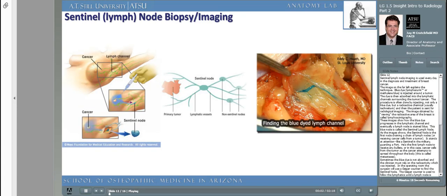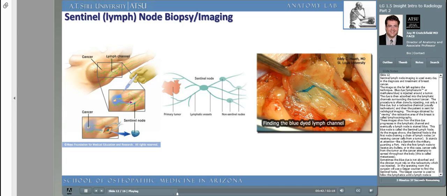Sentinel lymph node imaging is used every day in the diagnosis and treatment of breast cancer. The image on the far left explains the technique. Blue dye, lymphozurin or methylene blue, is injected around a tumor. The dye is then adsorbed into the lymphatic channels surrounding the tumor or the cancer. The procedure is often done first by injecting not only a blue dye, but a radioactive chemical, usually technetium, and then the patient is sent for radiological imaging. The image obtained by "viewing" the radioactive area of the breast is called lymphoscintigraphy.